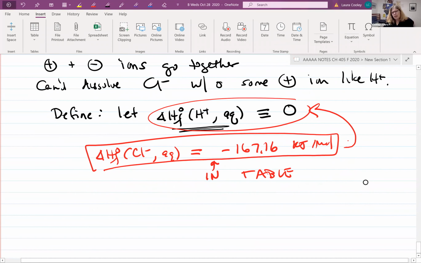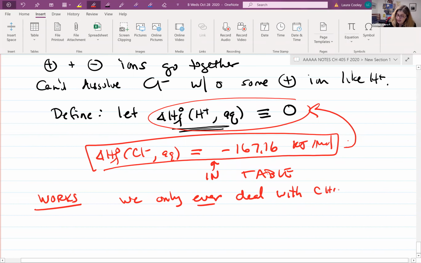I found that mind-blowing when I first learned it. And I actually didn't learn about this until I had to teach this class many years ago. I was just like, how does this work? Why does this work? And the reason it works is because we only ever deal with changes in enthalpy. We never calculate an absolute enthalpy or anything like that.